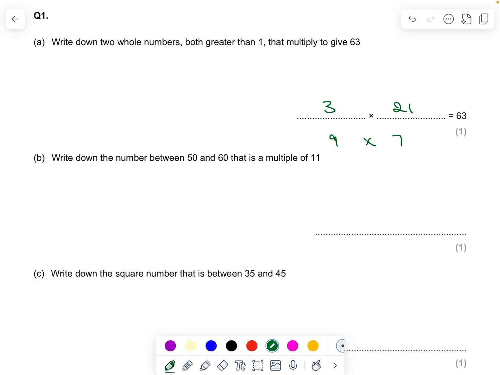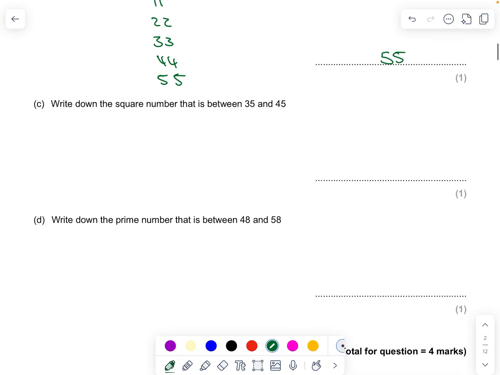Then write down a number between 50 and 60 that is a multiple of 11. So if you look at the multiples of 11 times table, 11, 22, 33, 44, 55. So 55 is between 50 and 60.